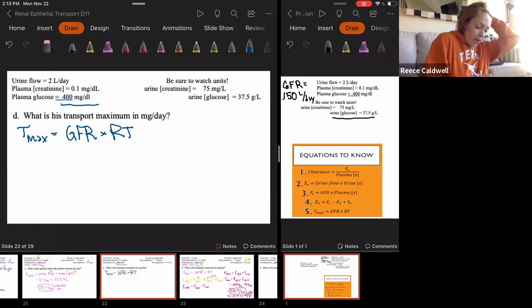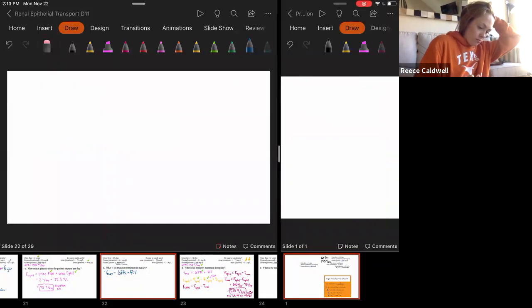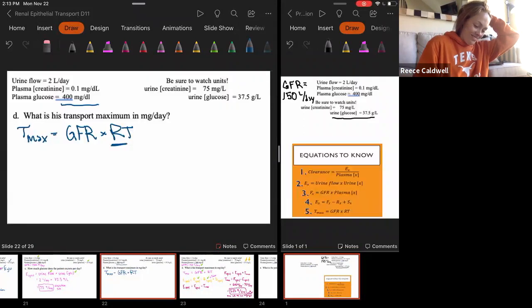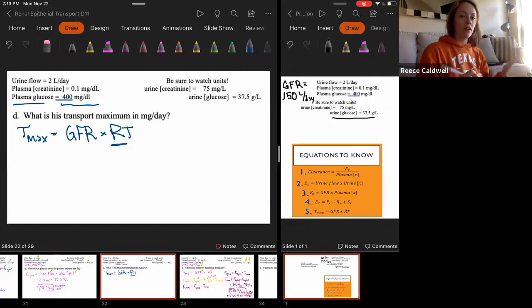So we know that we've already surpassed the renal threshold because we're already seeing glucose in the urine. So we are not given the exact renal threshold. We know that there's glucose. We know there's 400 milligrams per deciliter of glucose in the plasma, but we don't know at what point on that graph that is.